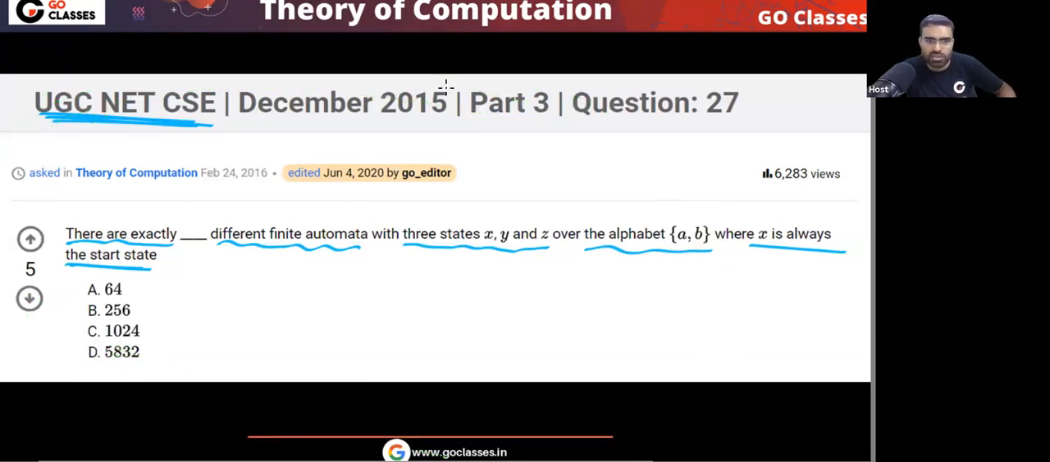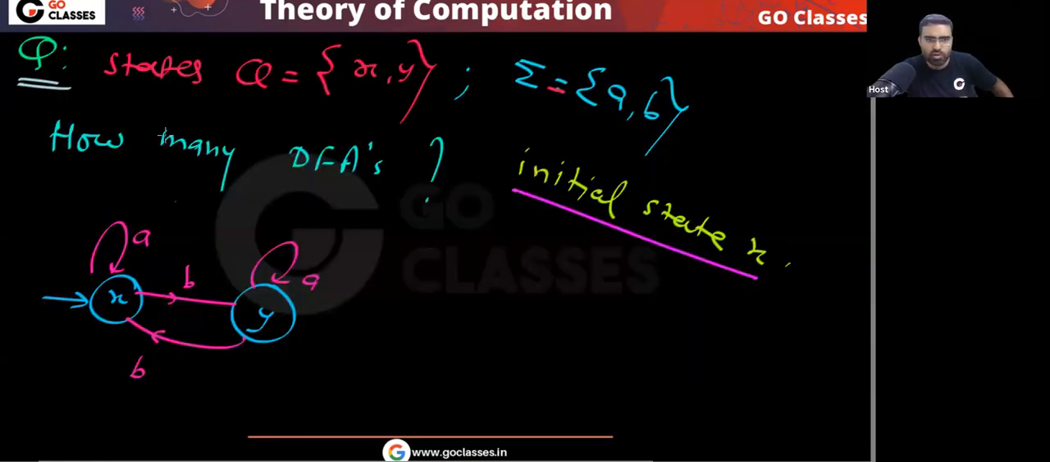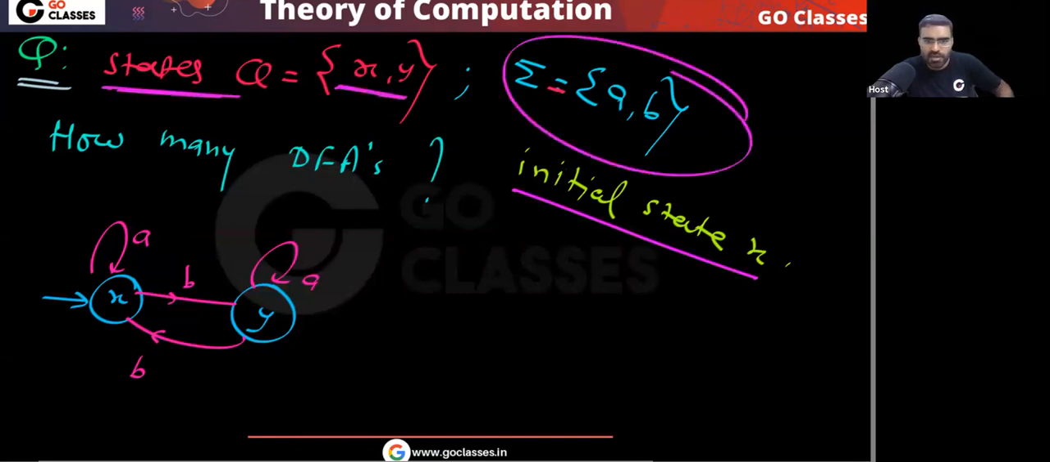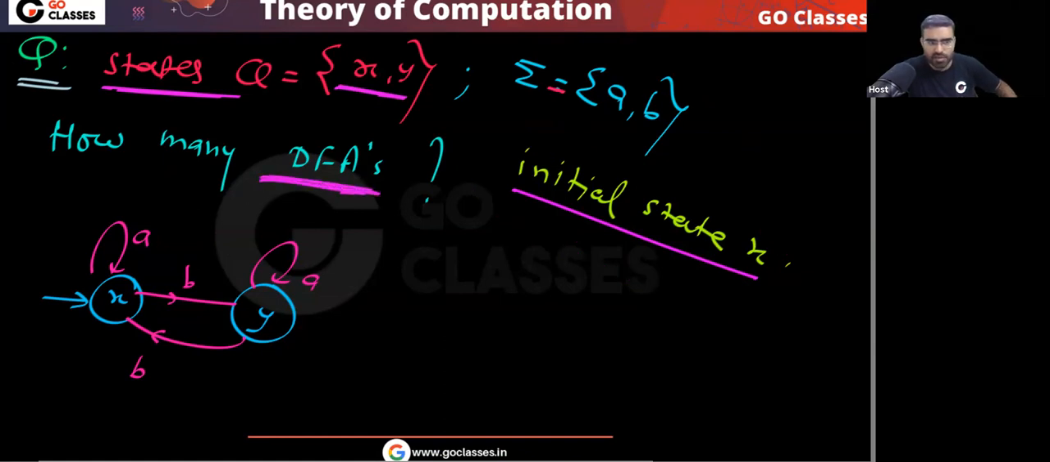Okay, so forget about this question. I am asking you, assume that states are X comma Y. These are the states. Alphabet is A comma B. Let's assume initial state is X. How many DFAs are there? So can you notice this DFA you can create? Many more DFAs you can create. In this, you can create total 4 DFAs.